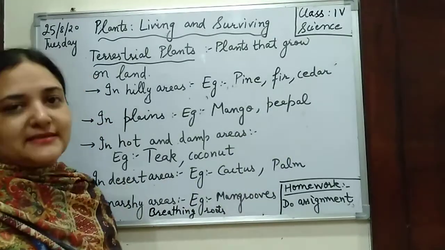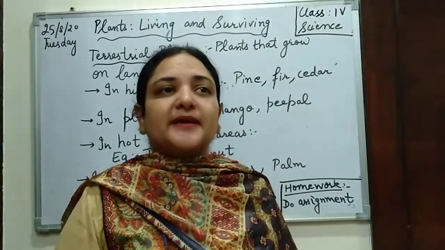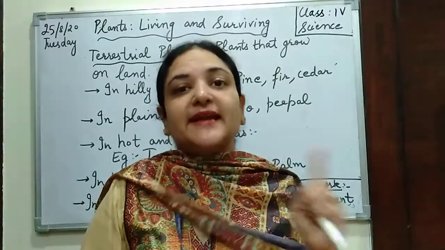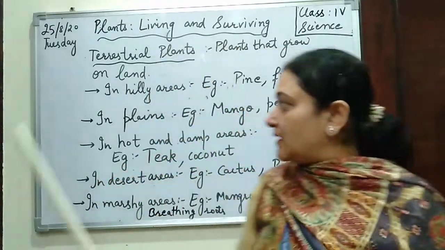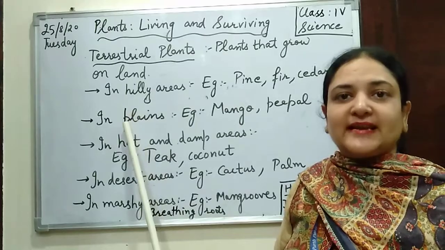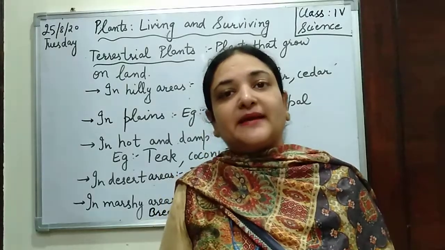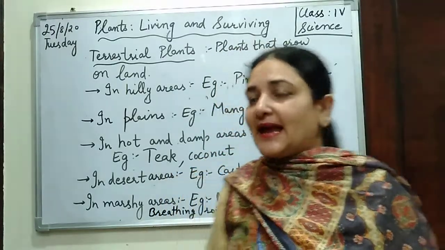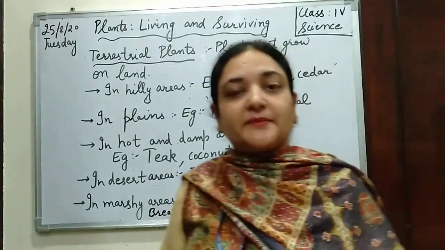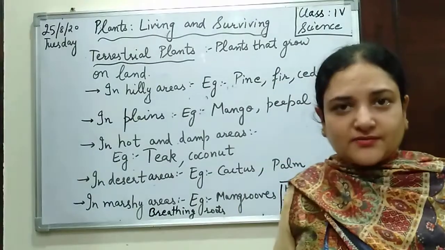Now let's come to hot and damp areas. अब hot and damp areas में क्या होता है? The trees have so many leaves, right? And they do not shed the leaves in winter. They remain evergreen throughout the year, right? They do not shed their leaves. यही difference है दोनों में. In plains, the trees shed their leaves during winter, but in hot and damp areas, the trees do not shed their leaves during winter. They remain evergreen throughout the year, right? And examples are tea, cotton, coconut, rice even. They all grow in hot and damp areas, right?